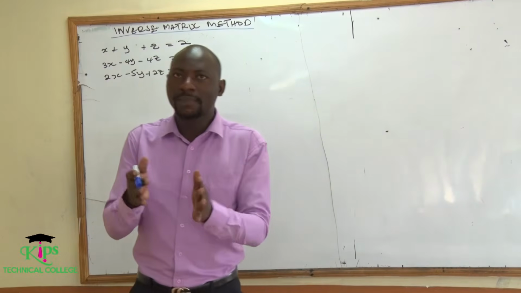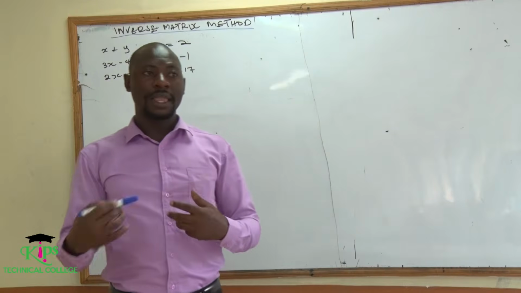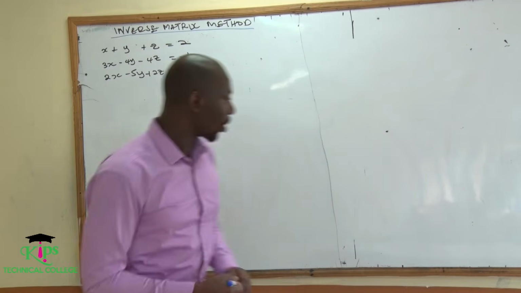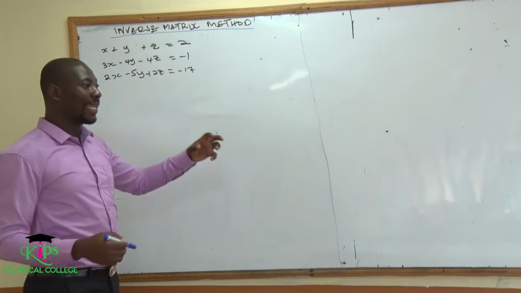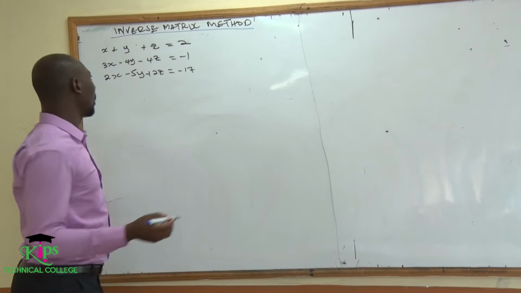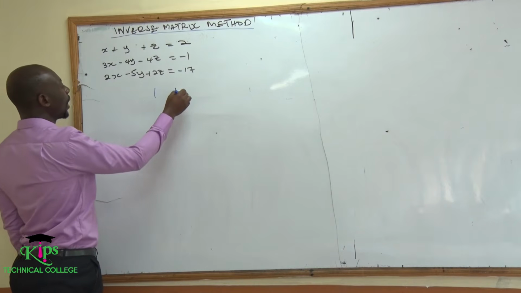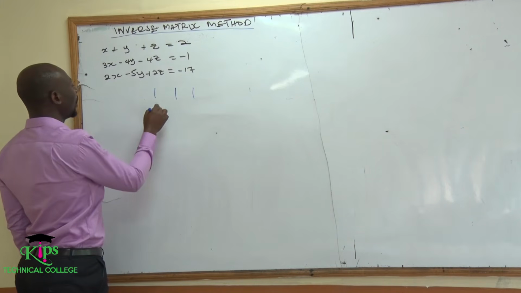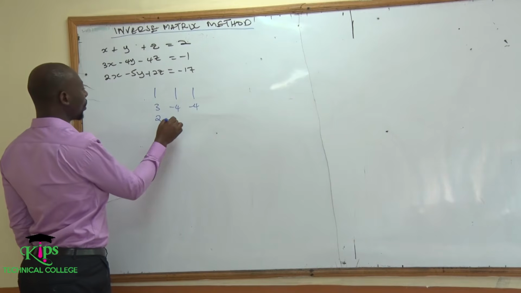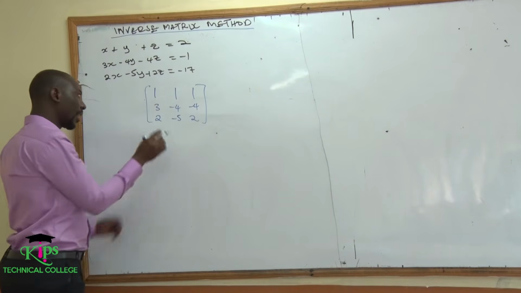So we want to apply that principle so as to be able to solve for the values of the three variables, the three unknowns in a simultaneous equation. So the first step is to obtain a 3 by 3 matrix from the simultaneous equations given. By taking the coefficients, we shall have 1, 1, 1, 3, negative 4, negative 4, 2, negative 5, 2 as our 3 by 3 matrix.